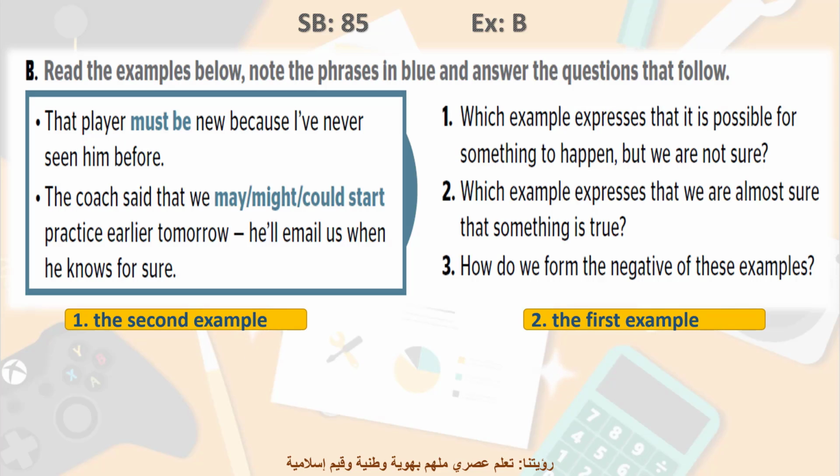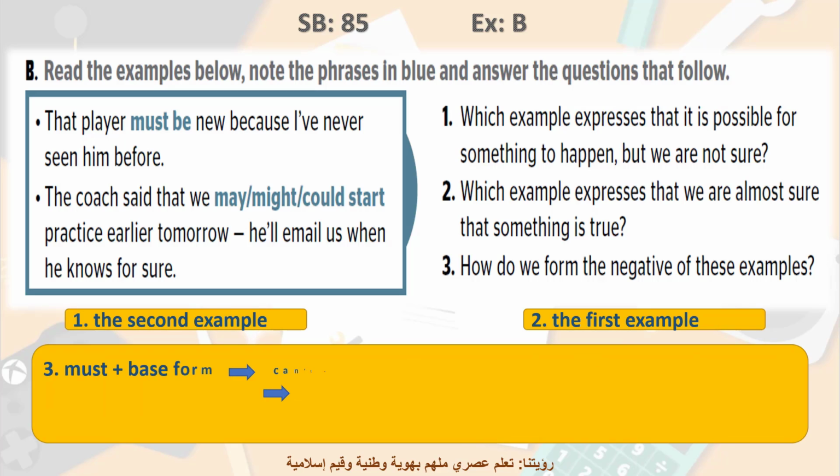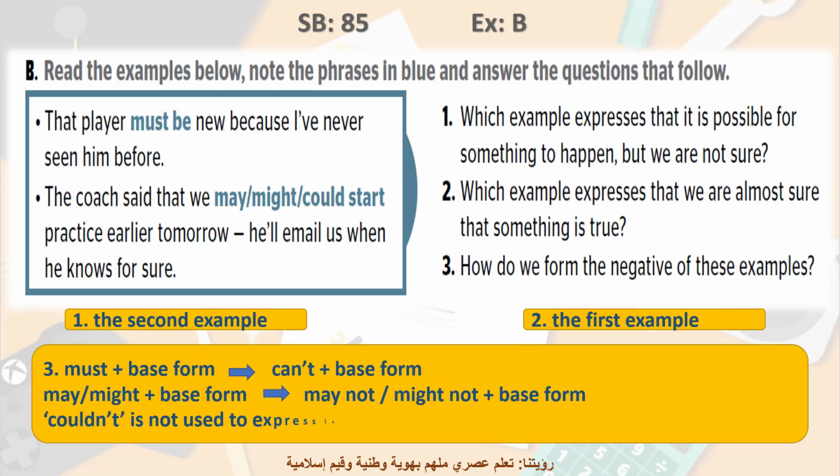Question number 3. How do we form the negative of these examples? Of course, to make negative, we use not, right? But notice here, must plus base form, which is must be in the first example. It can be can't be, or can't plus base form.